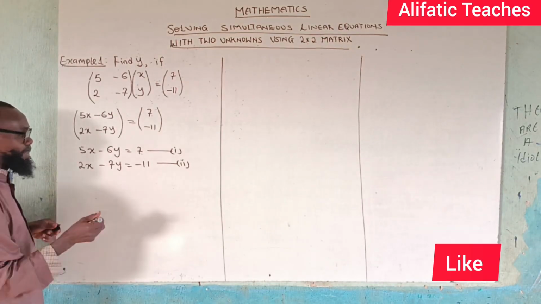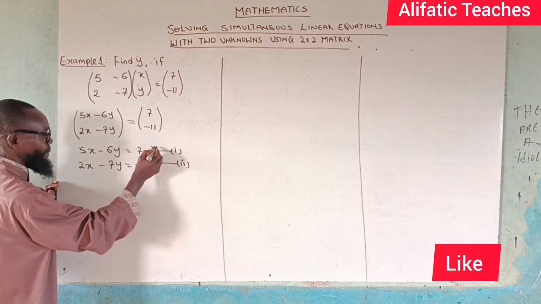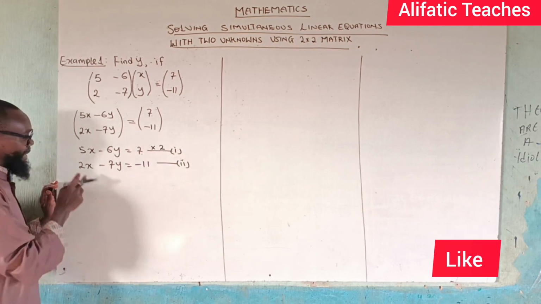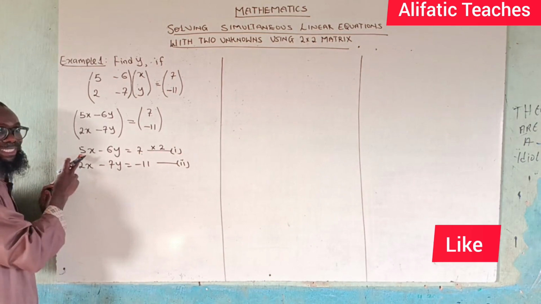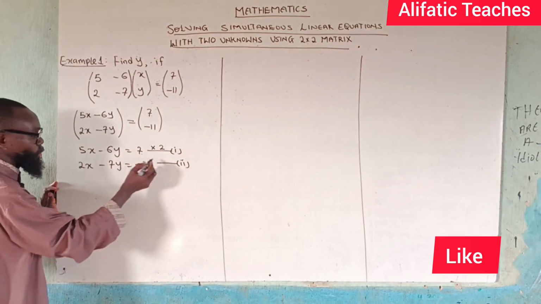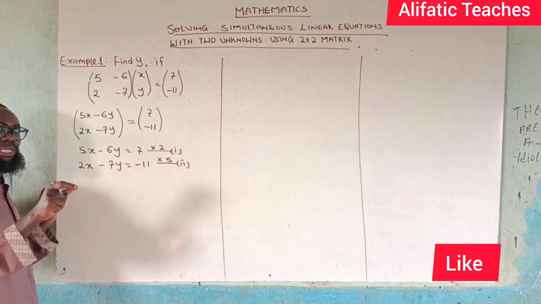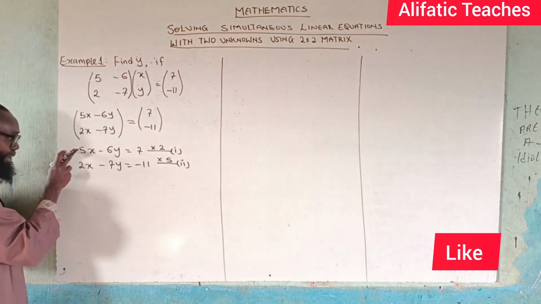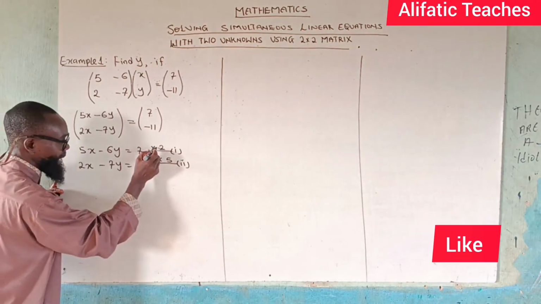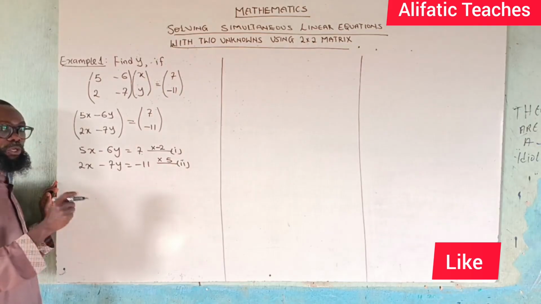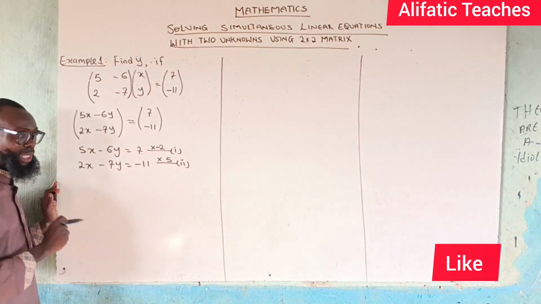Okay, let me multiply this equation 1 by 2. So that if I multiply this one by 2, it turns to 10. Let me multiply equation 2 by 5. So they both turn to 10. What about the sign? Okay, I want this first one to be negative. I will put minus here. Meaning I multiply equation 1 by minus 2 now.